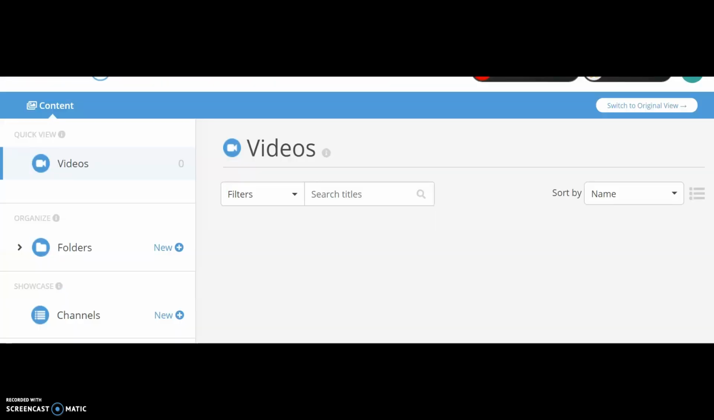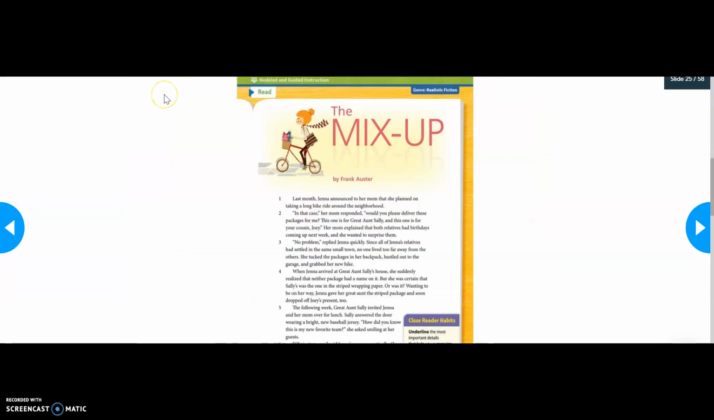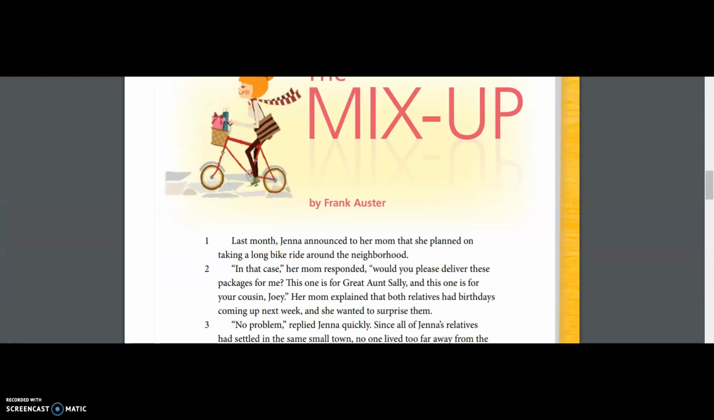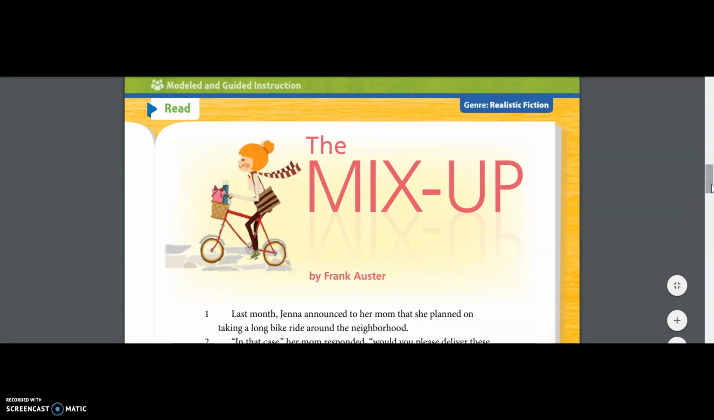If you go ahead and pull up your Nearpod, or if you pull up your packet, we have a story called The Mix-Up. So this is what it will look like on our Nearpod, and we will be utilizing our Nearpod today to complete a graphic organizer similar to the one that we saw yesterday. But for now, I'm going to read with you all the story of The Mix-Up. Our goal this week is to summarize a story or a drama by restating in our own words and finding those differences between important and unimportant details as we go along.